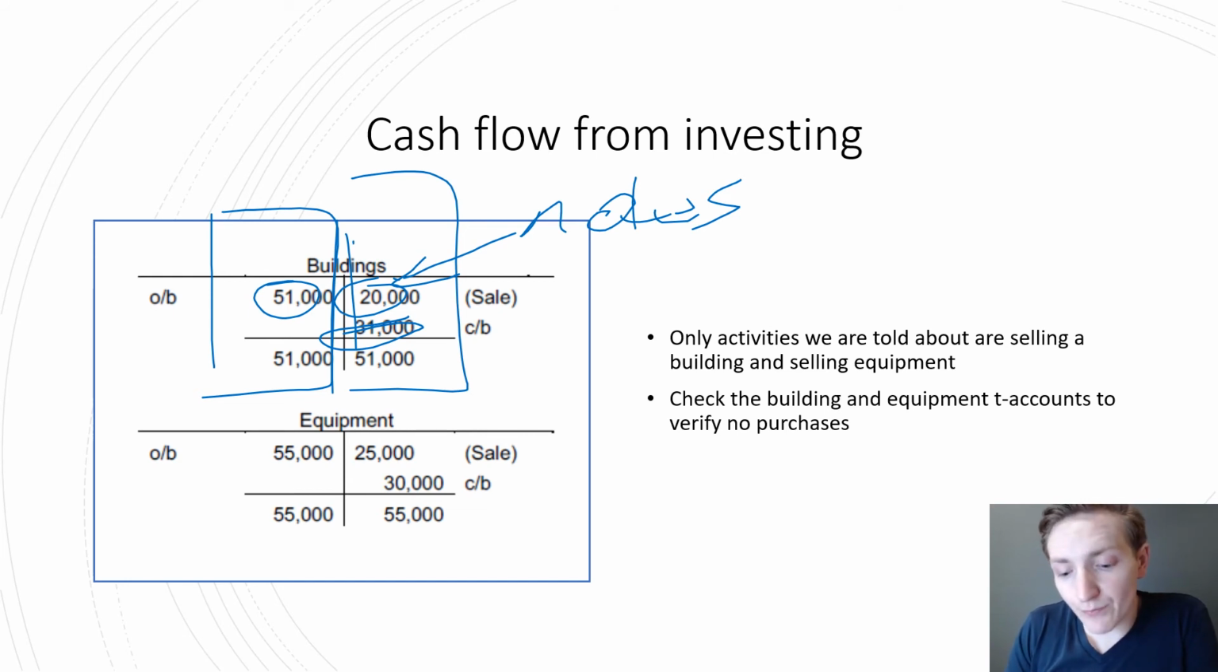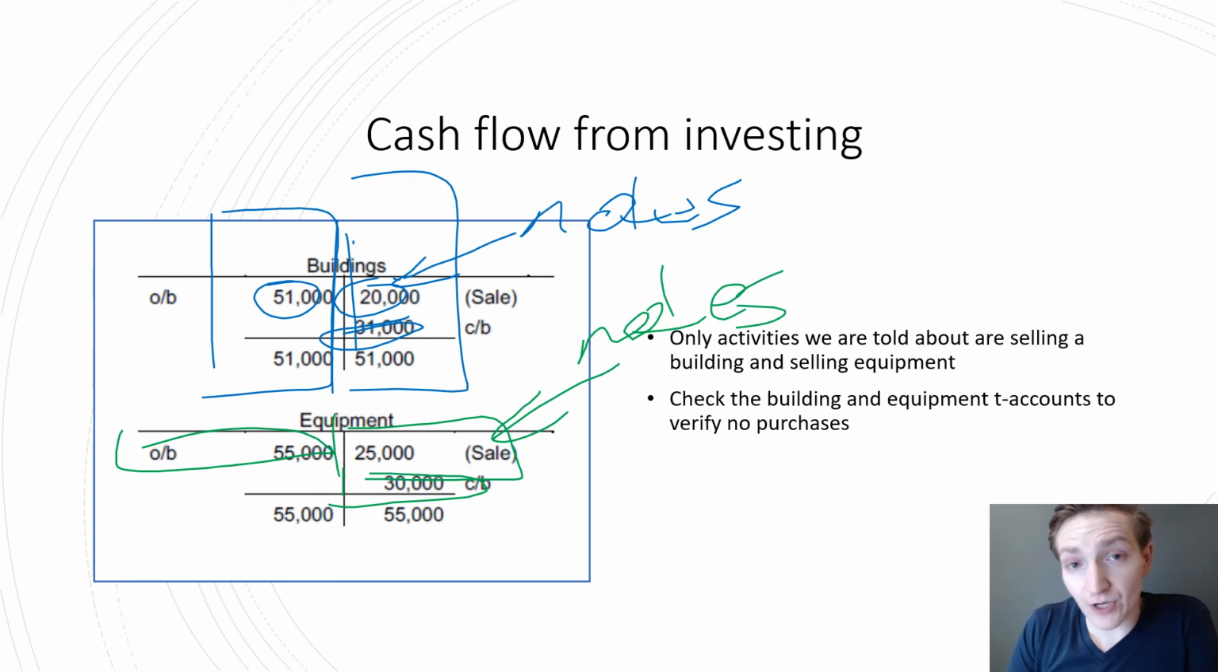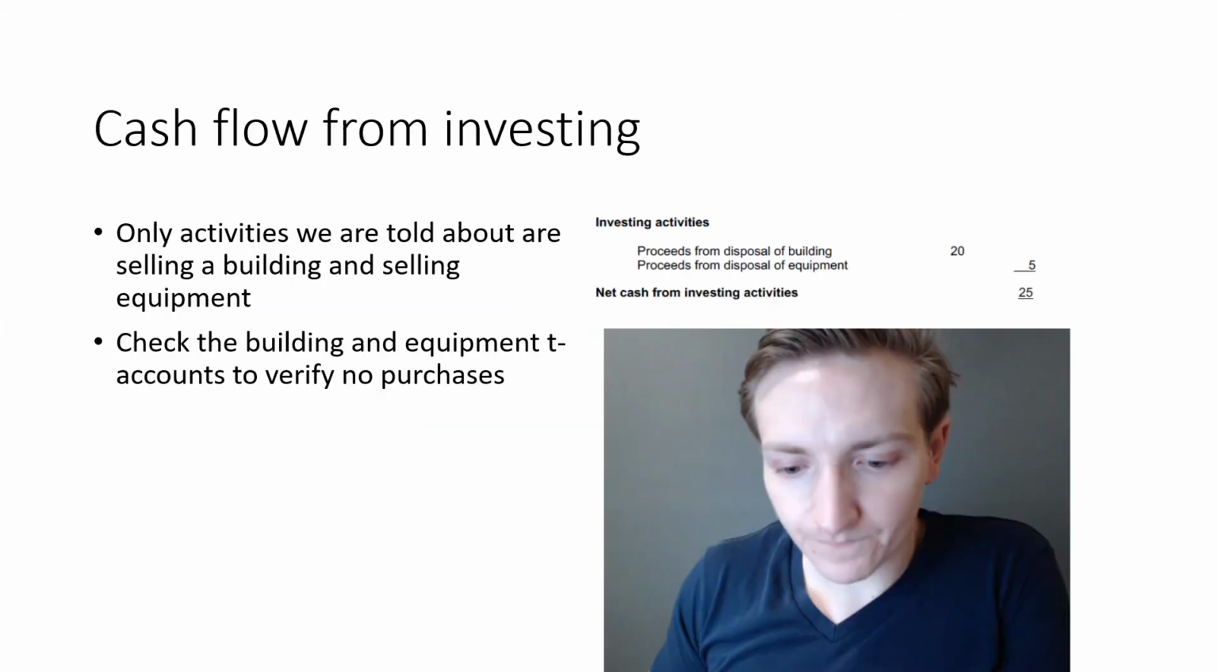We can also do the same process with equipment. So the equipment here had an opening balance of 55k. Again, just reading this off the balance sheet. It had a closing balance of 30k, again reading it off the balance sheet. You're told here that there was a sale of equipment worth 25k. Again, that is in the notes to the financial statements. So as a result, we can add up the debit and the credit columns, and they both add up to 55. What this implies is that there were no purchases in this particular scenario for our firm.